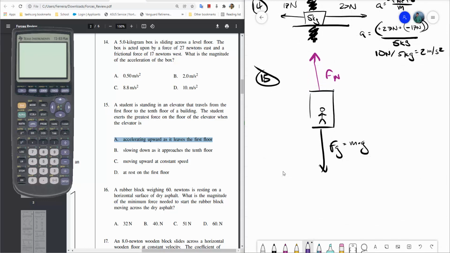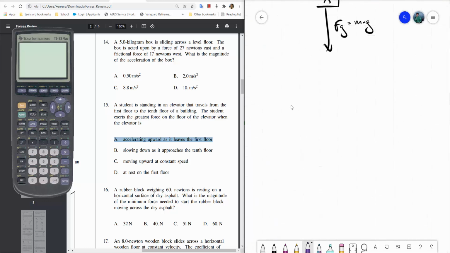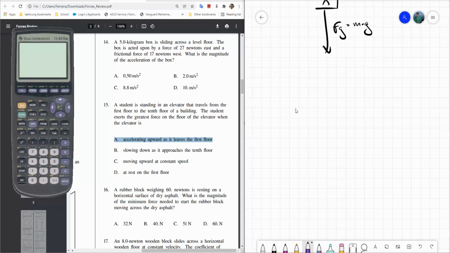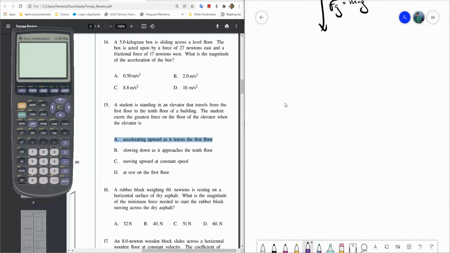16. A rubber block weighing 60 newtons is resting on a horizontal surface of dry asphalt. What's the magnitude of the minimum force needed to start the rubber block moving across the dry asphalt?